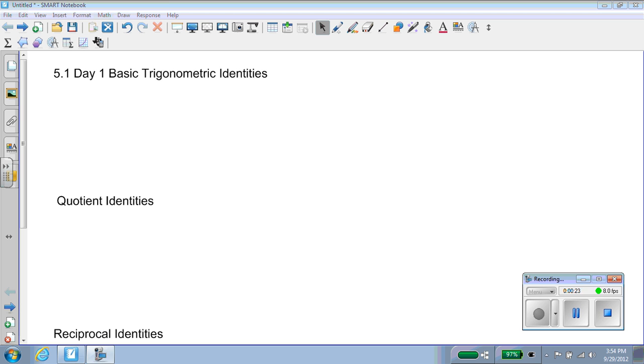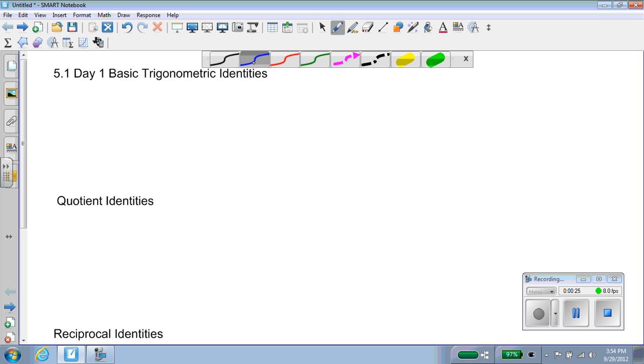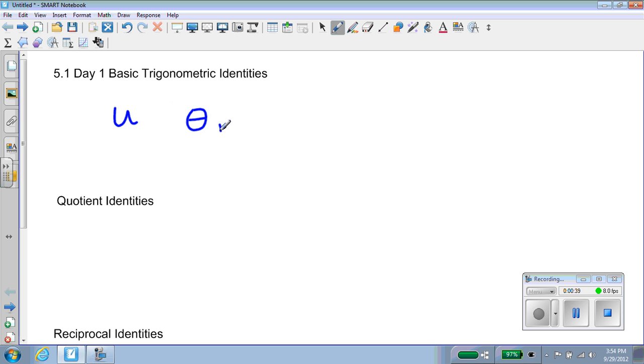The first is that our text likes to use u as a variable to stand for universal variable. That means u could be theta, it could be alpha, it could be 2x, it could be a minus 4 pi. So when you see u as the universal variable, just think about the fact that it could be replaced with anything. If you like theta, that's great.